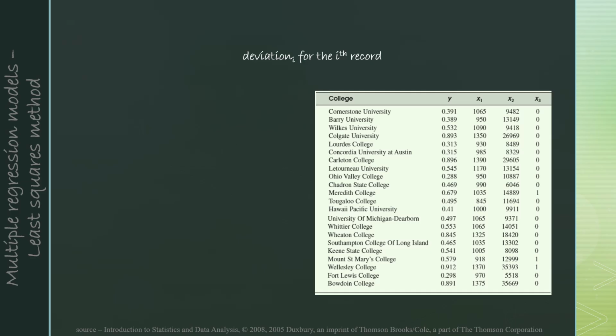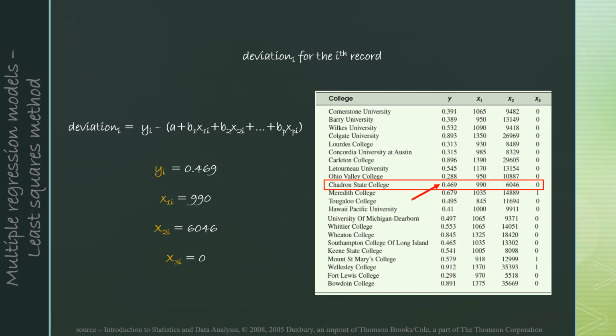Deviation i for the ith record, for example the record corresponding to the Chadron State College, is calculated as deviation i equals yi minus a plus b1 multiplied by x1i plus b2 multiplied by x2i plus and so on plus bp multiplied by xpi, where yi equals 0.469, x1i equals 990, x2i equals $6046, and x3i equals 0, meaning this is the college for both genders.